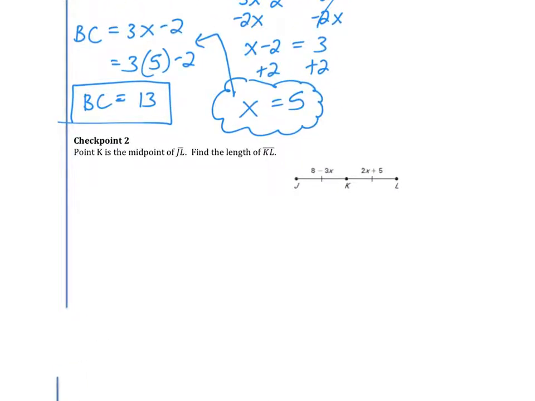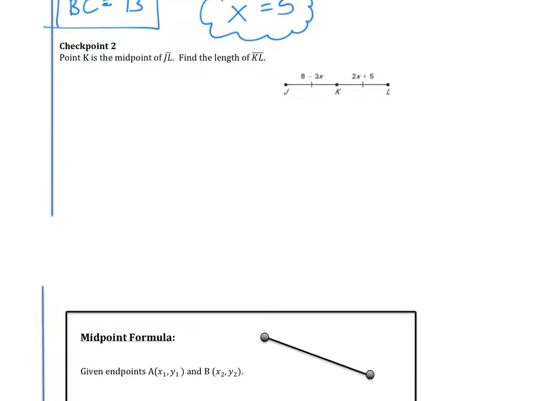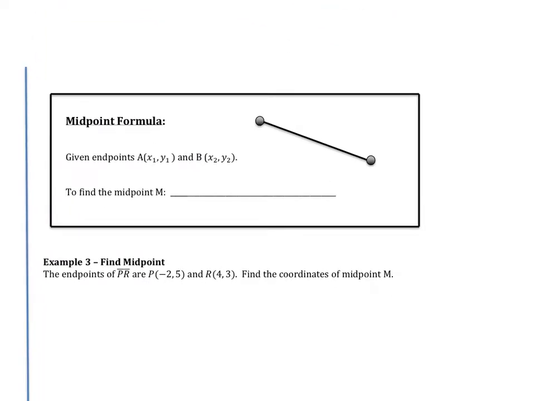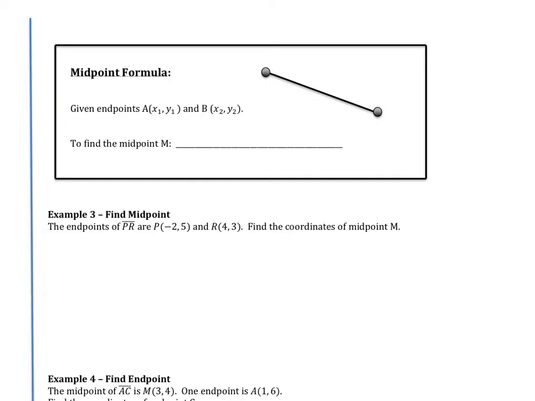All right, and then for the sake of time, I'm actually going to skip checkpoint 2 because it's the same as the example we just did, and we're going to move down to the formula. So midpoint formula. I'm going to label these endpoints A and B. A has the coordinates x1, y1, and B has the coordinates x2, y2.